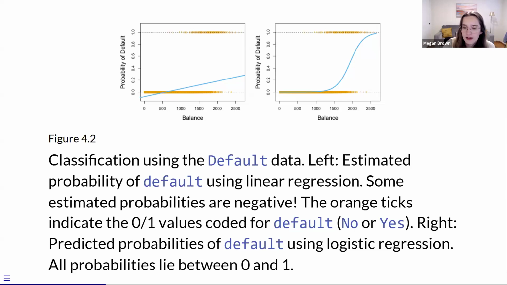It will always have that S-shaped curve, and the probabilities will never reach 1 but become very close, and they'll never reach 0 but they'll become very close. And so you can see that any value of X can be used to predict the probability of Y falling into either of the categories.